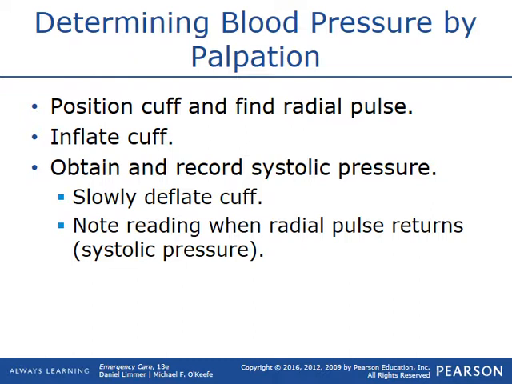To determine a blood pressure by palpation, you'll position the cuff and find the radial pulse. Inflate the cuff and obtain and record the systolic pressure. Then slowly deflate the cuff. Note the reading when the radial pulse returns. That's going to be the systolic pressure.